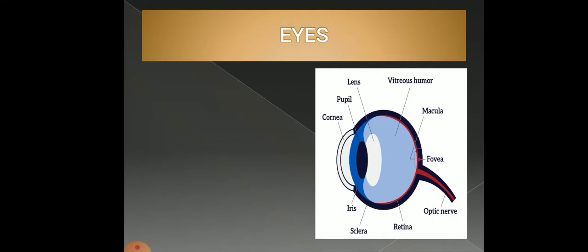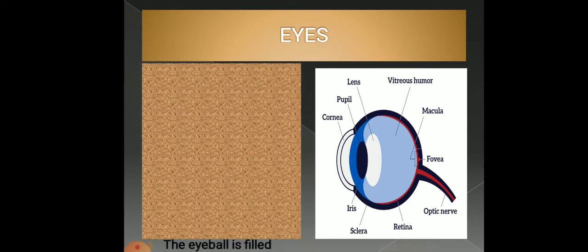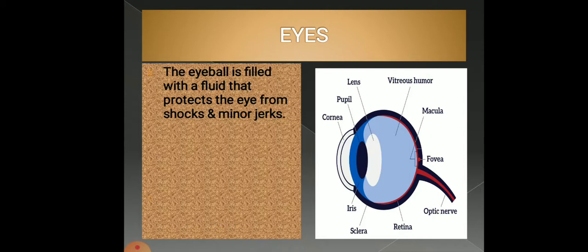Eyes. Now we will discuss about the structure of an eye. So please listen to me very carefully. The eyeball is filled with a fluid that protects the eyes from the shocks and minor jerks. Just like our brain, between the brain and the skull, there is a cerebrospinal fluid. In the same way, our eyeball, just I have shown it to you, our eye is like a ball, so it is filled with the fluid, and this fluid protects it from the shocks and the minor jerks.